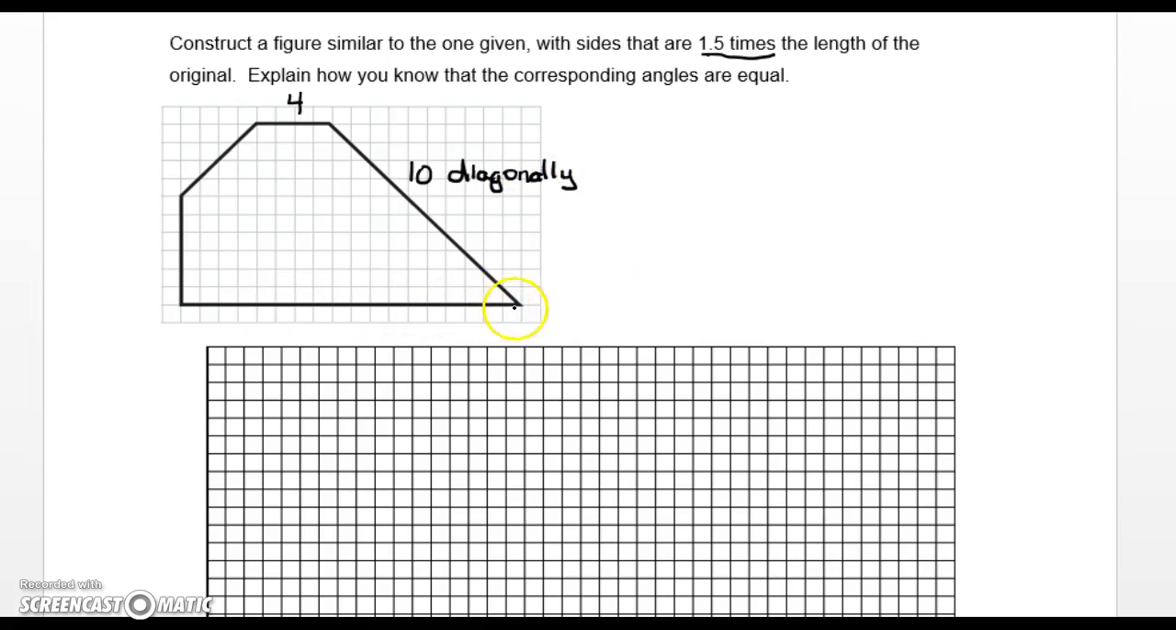Then going left and right again, I have 1, 2, 3, 4, 5, 6, 7, 8, 9, 10, 11, 12, 13, 14, 15, 16, 17, 18. So these here are 18 squares. Then going up and down, we have 1, 2, 3, 4, 5, 6 squares. And then diagonally we have 1, 2, 3, 4.